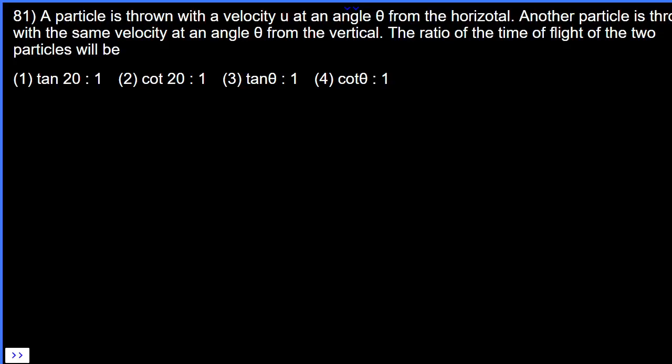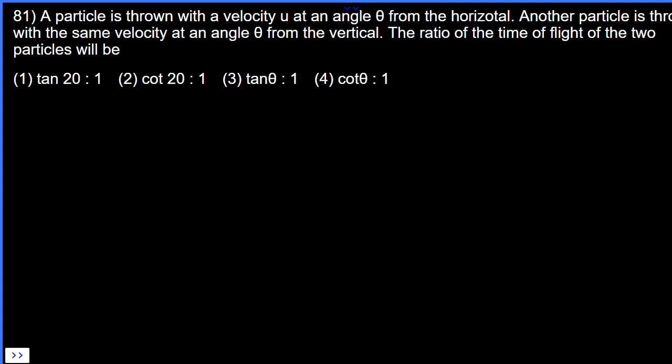Okay, question number 181. A particle is thrown with a velocity u at an angle theta from the horizontal. Another particle is thrown with the same velocity at an angle theta from the vertical. The ratio of the time of flight of the two particles will be?